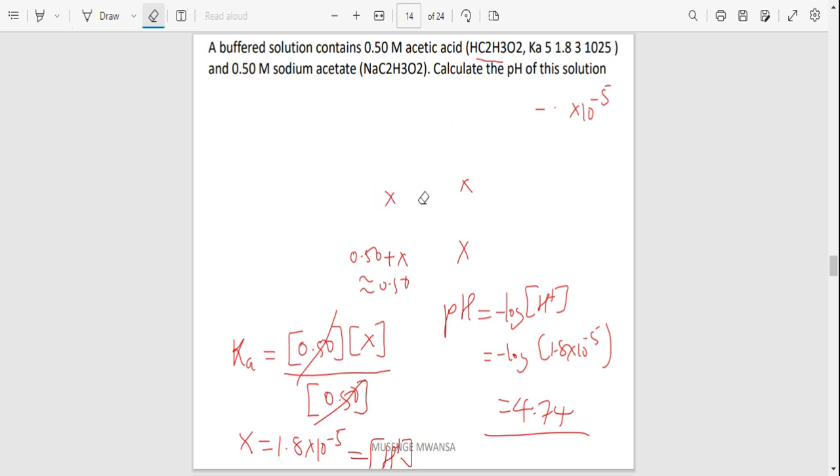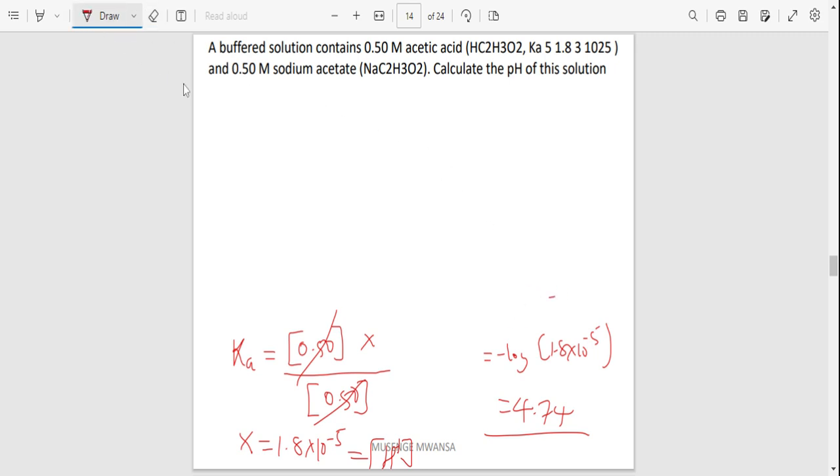But if we want, we can simply use the Henderson-Hasselbalch equation to find the pH, because what we've been given is a buffer system. This is of course a buffer because we have the acid and its conjugate base. That is what we call a buffer. So how do you calculate using the Henderson-Hasselbalch equation? pH is given by pKa plus log of the concentration of the base over the concentration of the acid.